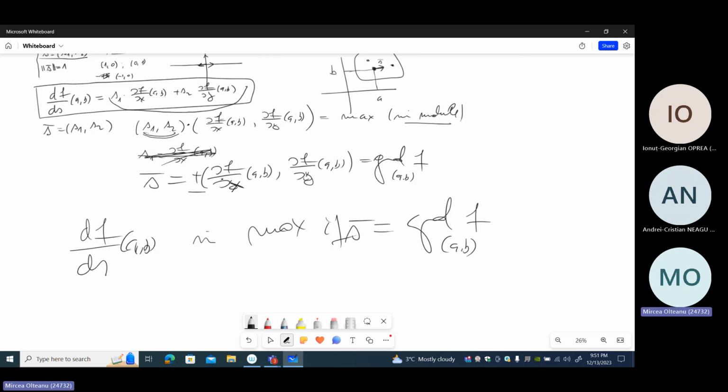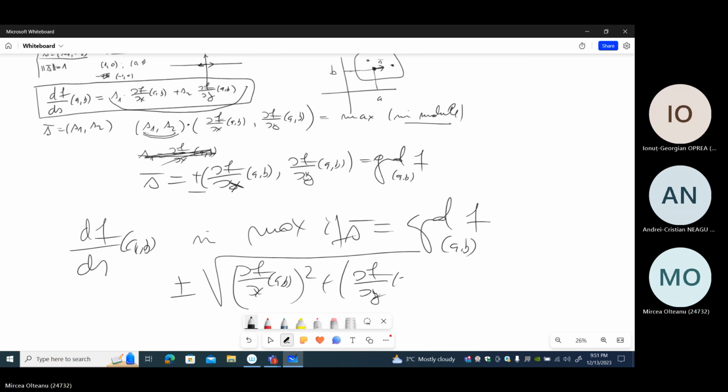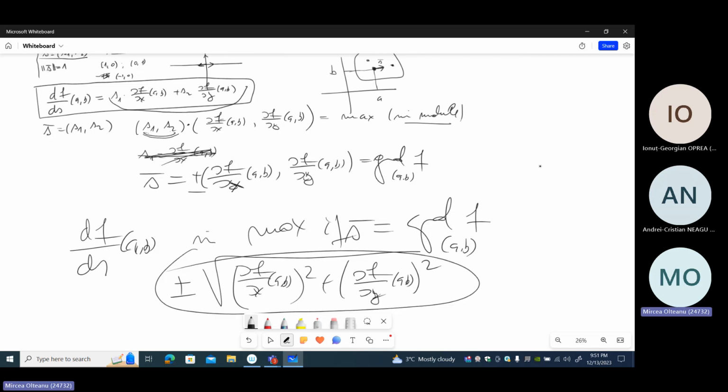And in that case, the variation will be plus or minus the norm of the gradient, which is the square root of (∂f/∂x at (a, b)) squared plus (∂f/∂y at (a, b)) squared. Okay, so a function has the greatest variation of its values if you go in the direction of the gradient, plus or minus, at that point.